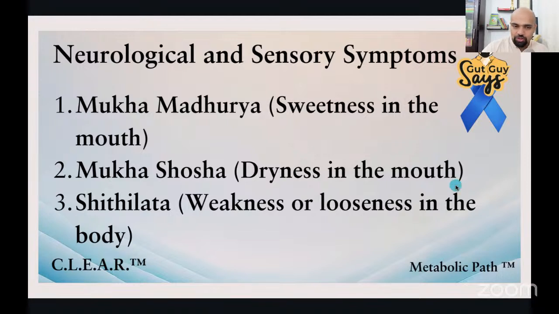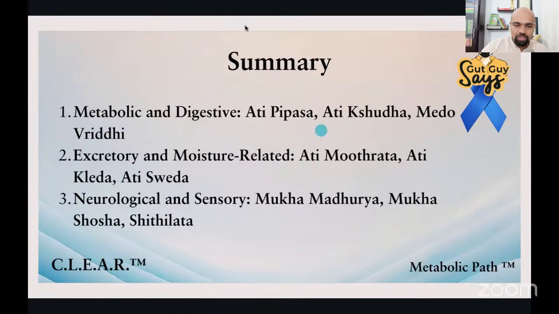Right. So let's go. What's the summary? Metabolic and digestive, that is Atipipasa, Adikshudha, and Medovritti. Excretory and moisture related, Adimutrata, Atikleda, Atisweda. Neurological sensory, Mukha Madhurya, Mukha Shosha, which is drying up, and Shithilata, that is the muscles becoming weak.